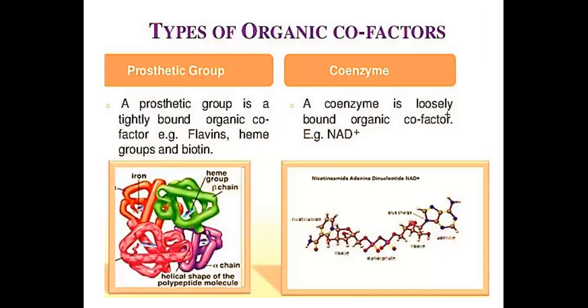Already I have discussed the prosthetic group and the coenzyme. Just remember, the prosthetic group is nothing but the inorganic part of the apoenzyme, and the coenzyme is the organic part. The inorganic part is tightly bound, and the organic part is loosely bound, right? So this part is completed. That is the basic and preliminary part.